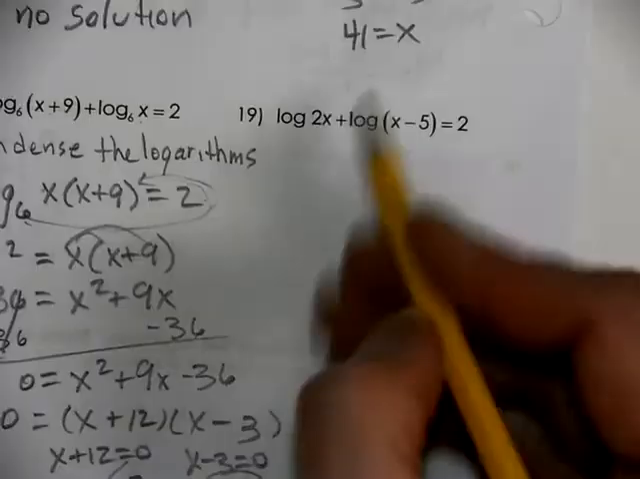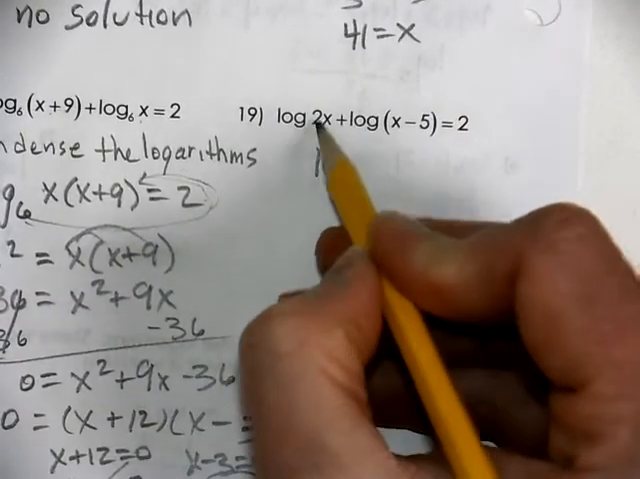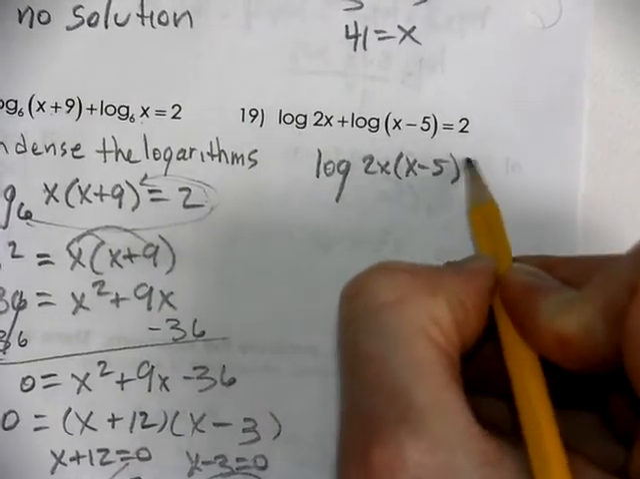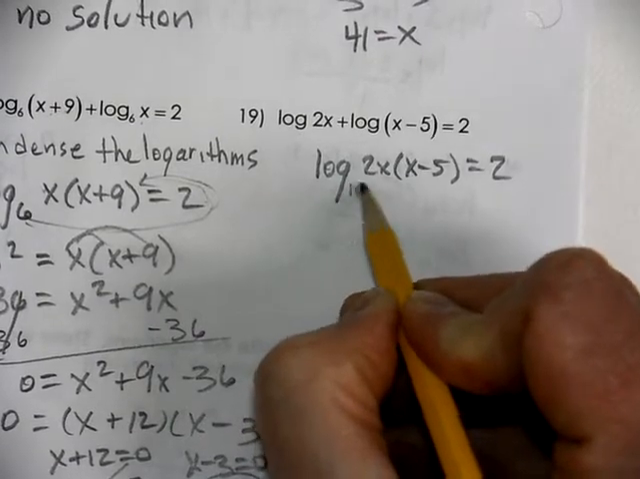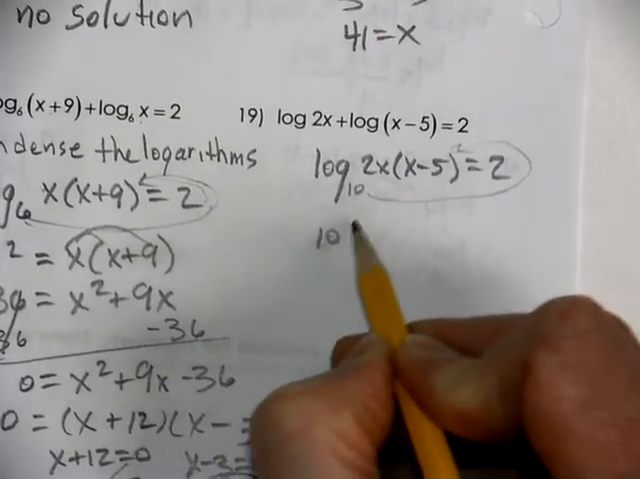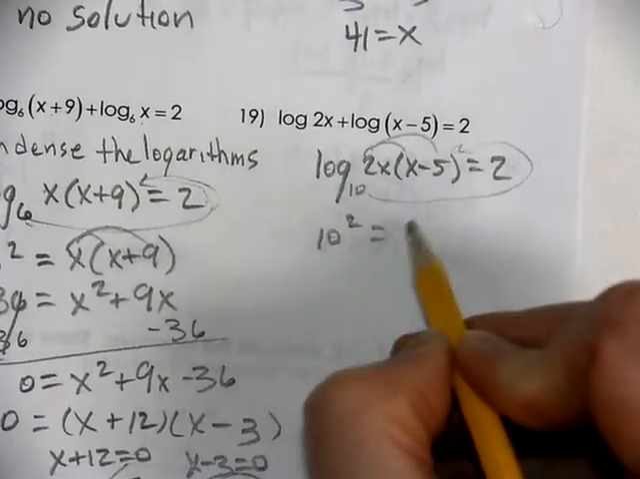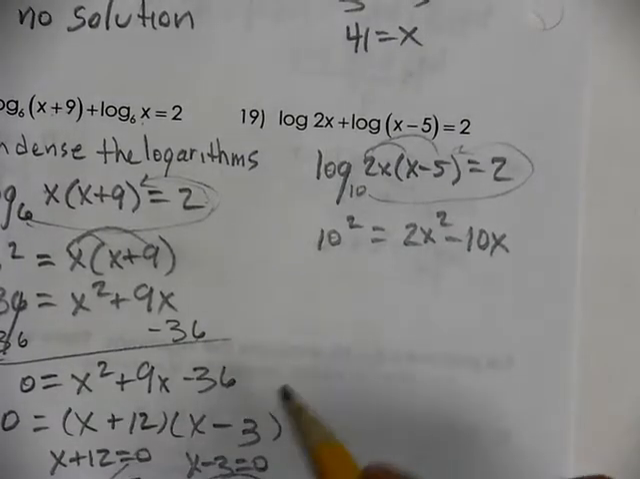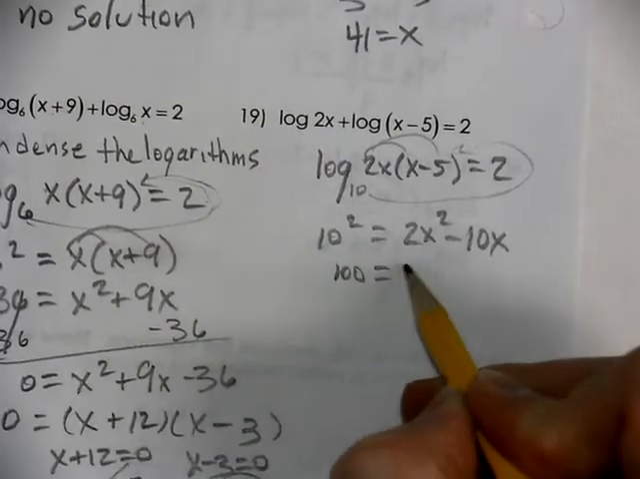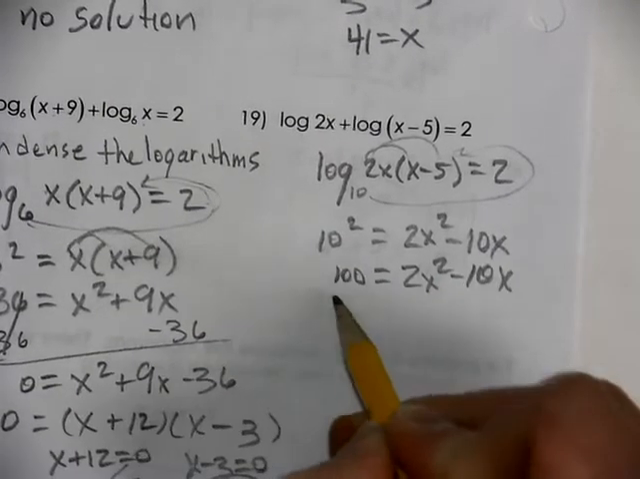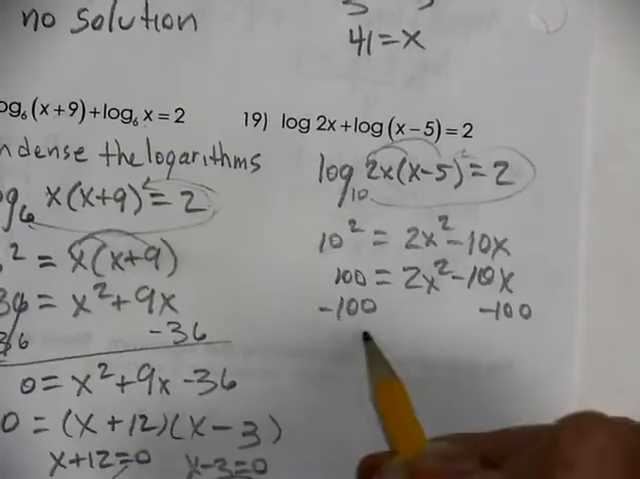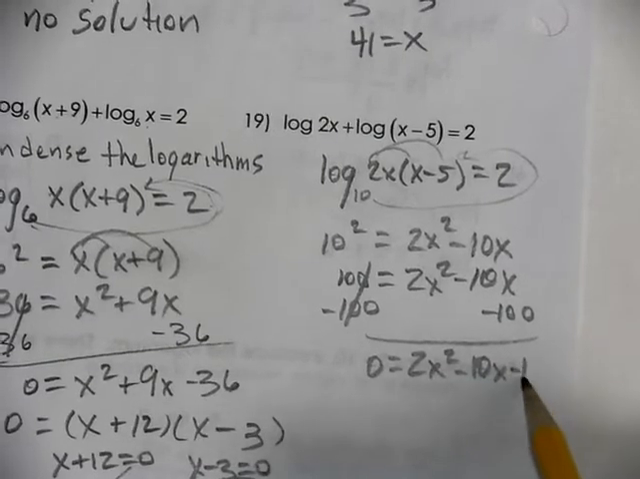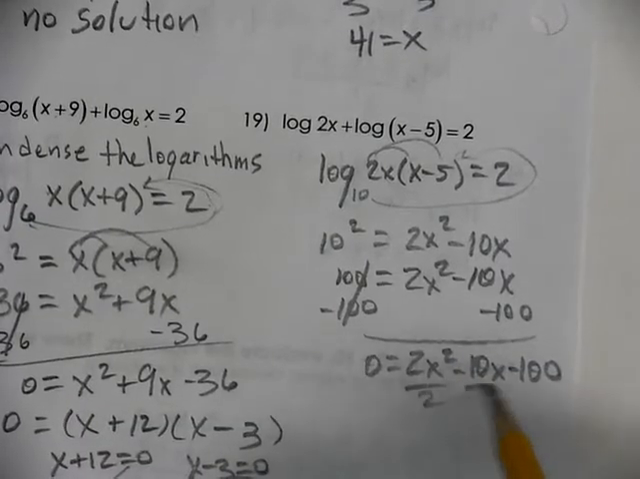All right. So log, it's a common log, so the base is 10. 2x times x minus 5 equals 2. So a common log means the base is 10. So we have 10 to the second power equals 2x squared minus 10x. This becomes 100. We subtract the 100 over. Divide everything by 2.